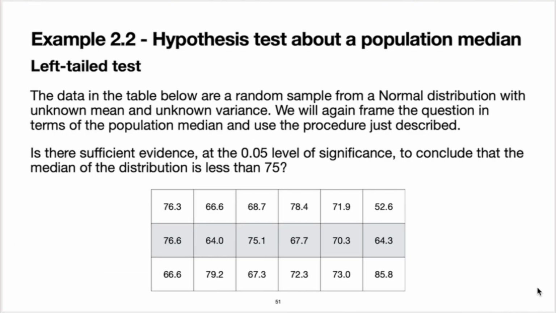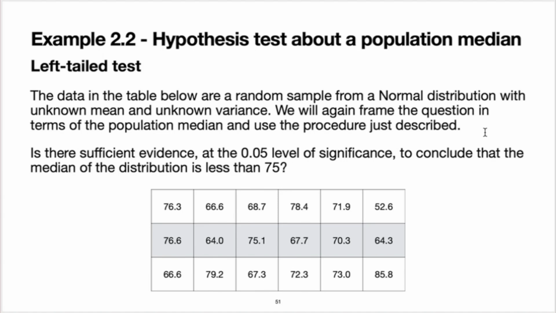Okay, so let's look at an example. The data in the table below are a random sample from a normal distribution with unknown mean and unknown variance. Now again, just let me say, this procedure that we're using does not in any way, shape, or form depend on the normality of the population from which we're sampling. There are some reasons why I'm doing this that we'll see subsequently. I want to re-look at this data using some previous tools for comparative purposes, but again, the procedures that we're looking at do not depend on normality. We're going to again frame the question in terms of the population median and use this procedure that we just looked at to analyze the data.